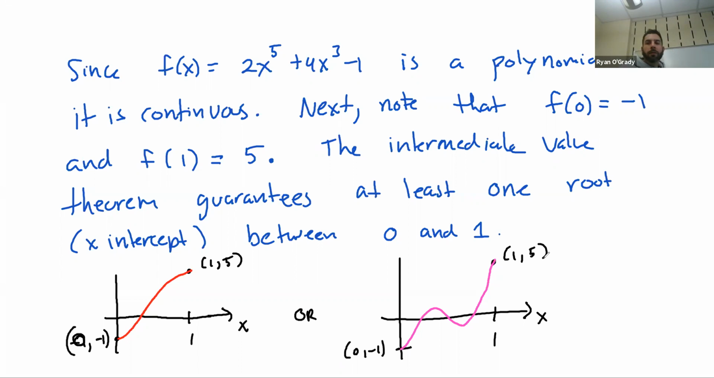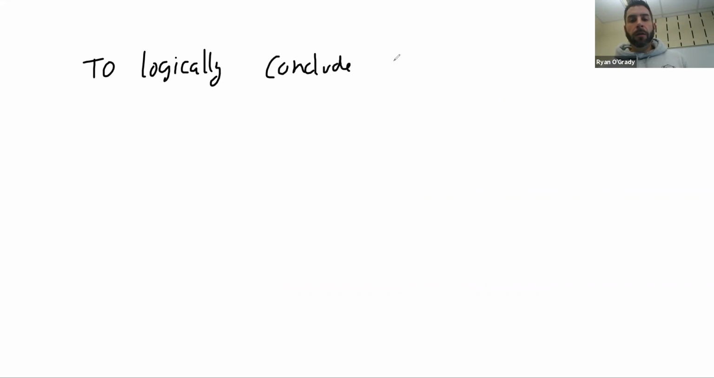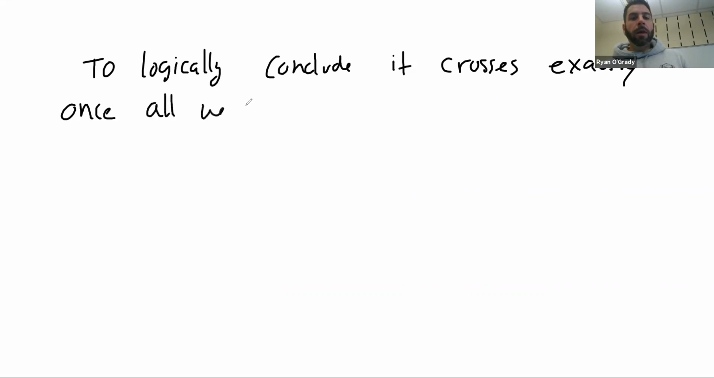So here's our job now. What we found is that it crosses at least once. What we'd like to do is verify that it crosses only once. So to logically conclude it crosses exactly once, all we have to do is study the derivative.